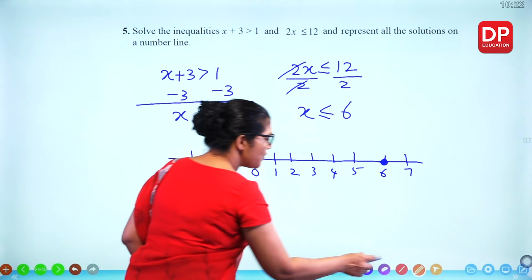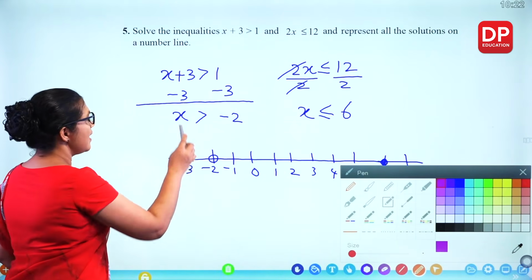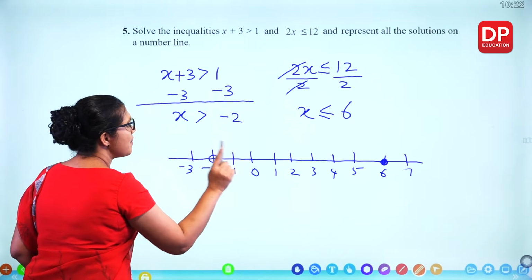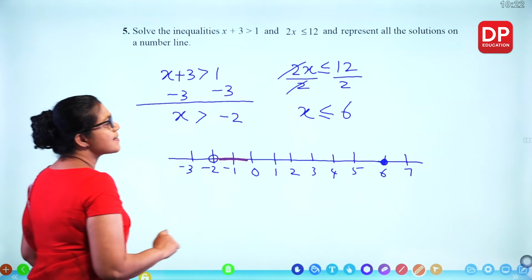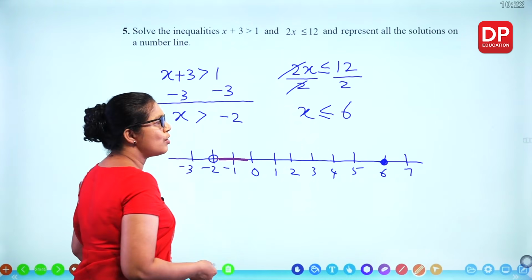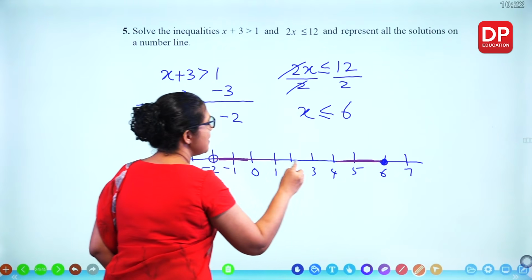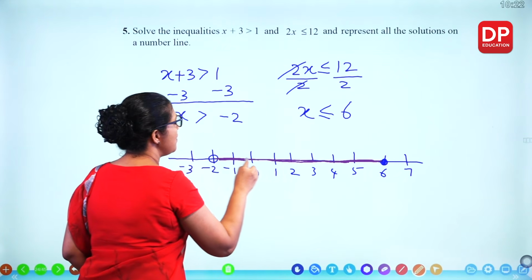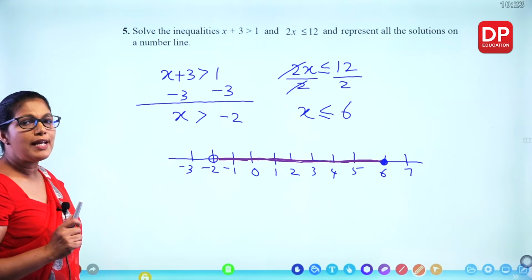Now try to draw the appropriate sides. x greater than means towards the right side. So this way. x less than or equal to 6 is towards the left hand side. So that means any value in between these two satisfies these two inequalities.